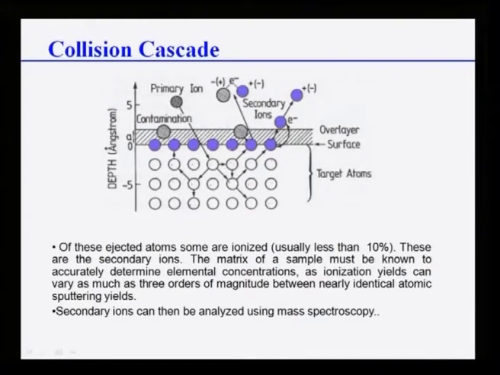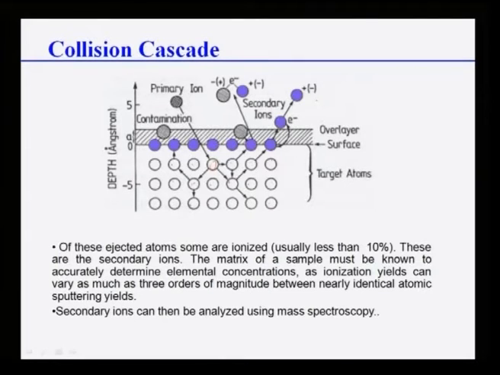So primary ions come at a very high energy and hit. Suppose a primary ion hits this atom, and this atom is moved. This atom has many choices: it can go and hit this one or that one, and subsequently those atoms which are hit can also hit other atoms, and that is how the cascade is created. Finally it hits the surface atoms and the secondary ions come into the picture, and these are all the secondary ions shown there. Of these ejected atoms, some are ionized, usually less than 10%, and these are called secondary ions.